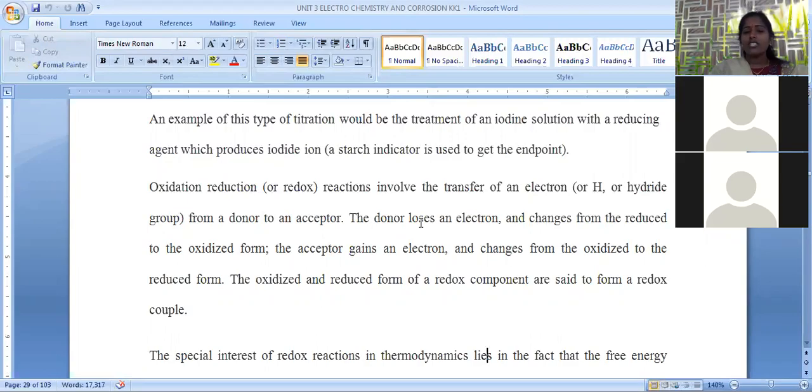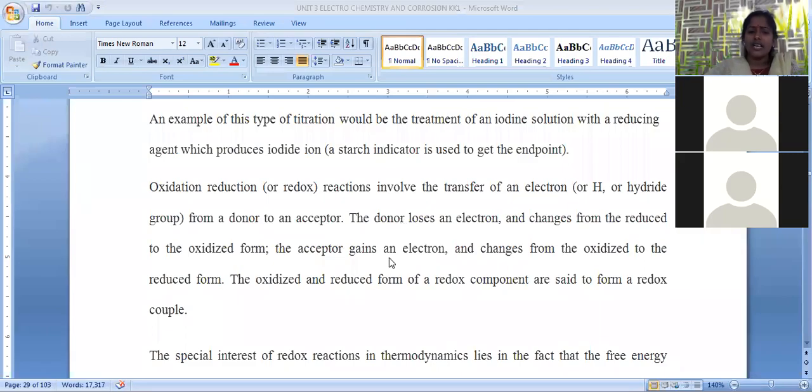When the concentration of ferrous and ferric is changed, that is taken as the end point value. So here ferrous to ferric, that process is called oxidation, and simultaneously potassium dichromate is converted into its reduced form. Hence it is called the redox reaction. One is subjected to oxidation and the second is subjected to reduction.